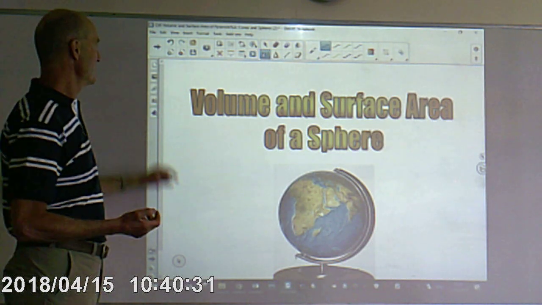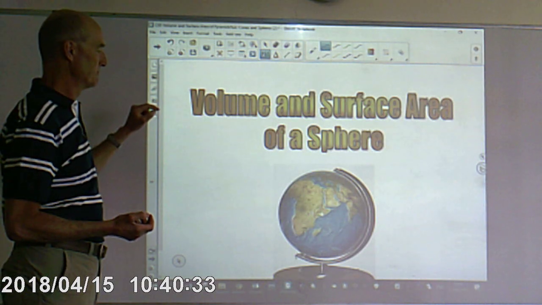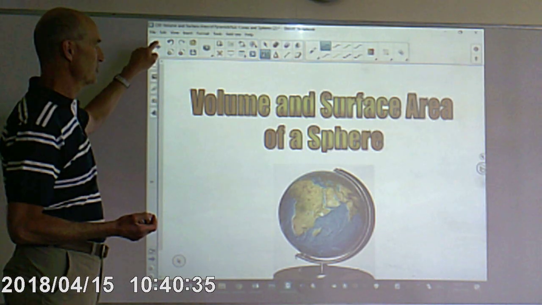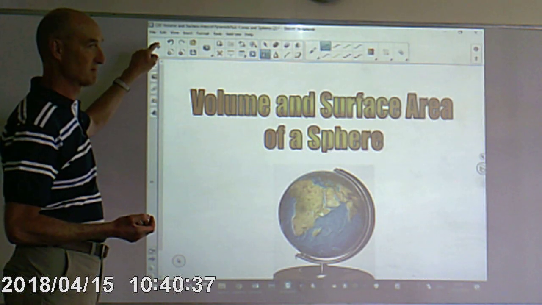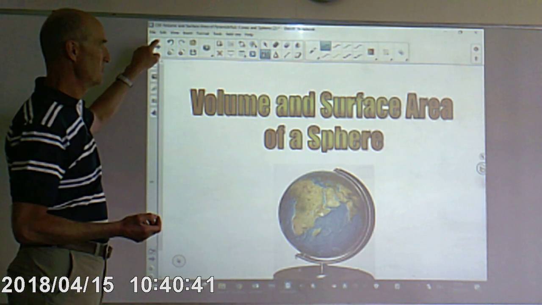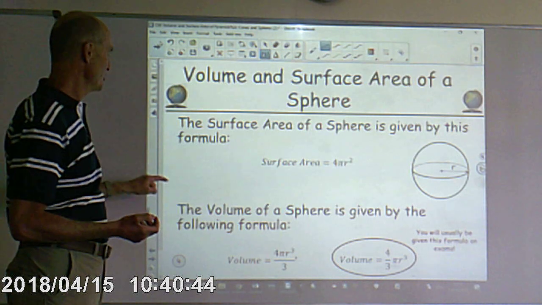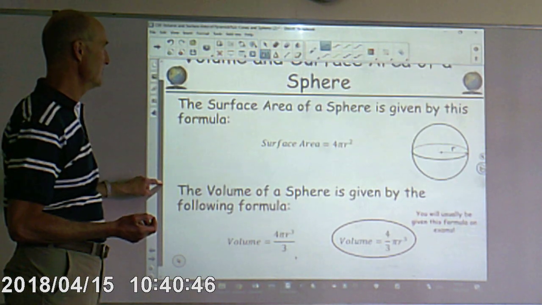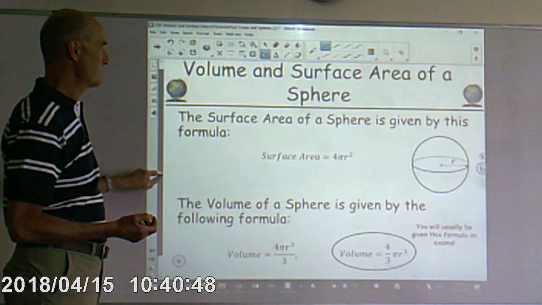These formulae you will be given in an exam. So don't worry too much about trying to remember them. They may change that, because they tend to like changing the rules, but at the moment they tend to give you these formulae in an exam situation. And all I'm asking you to do today is volume and surface area of the sphere.